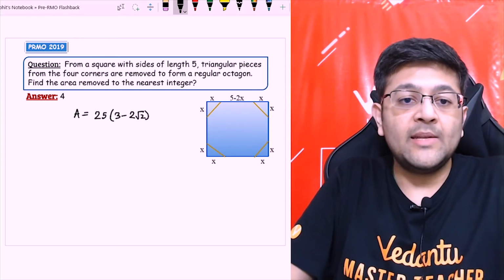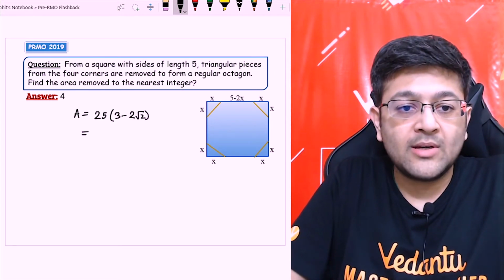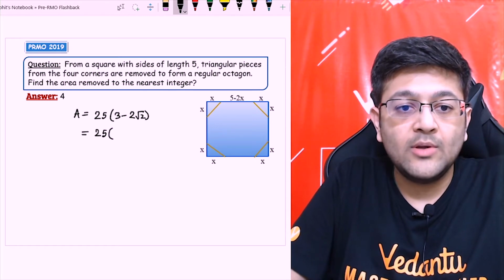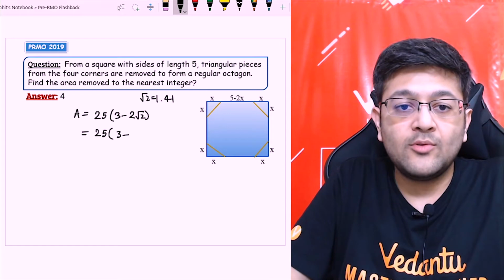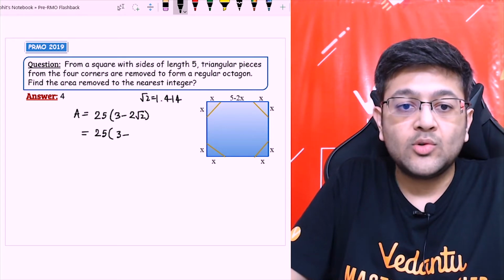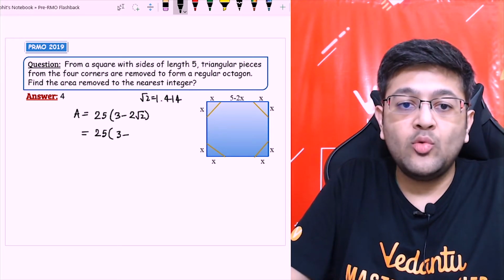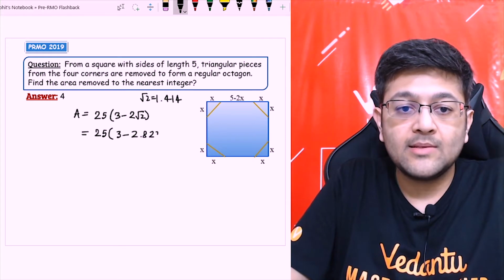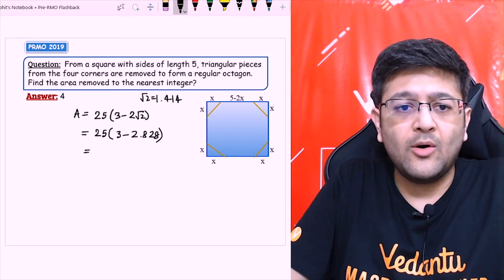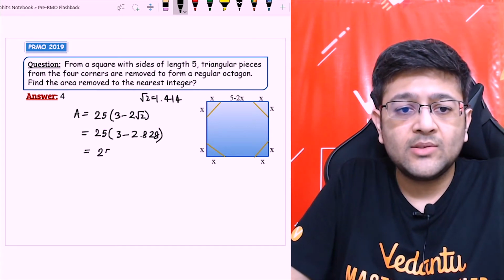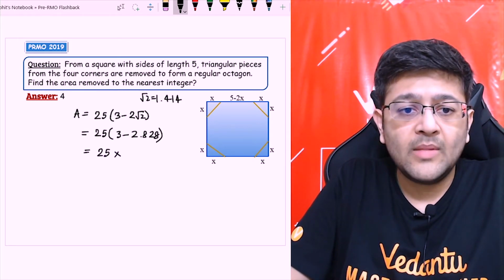So children, how can you multiply, it's up to you, actually not that difficult. 25 into 3 minus root 2 is 1.414, right? So twice of it will be 2.828. I can write it like this. I'm writing to the third decimal, so there is very little chance to be off from the nearest integer. So 25 into this will be how much?